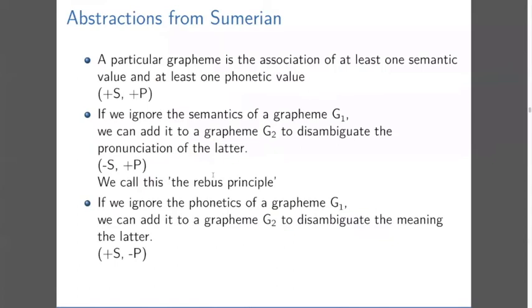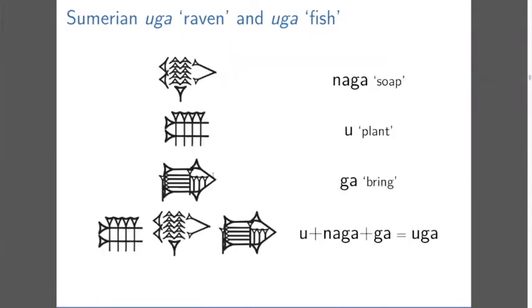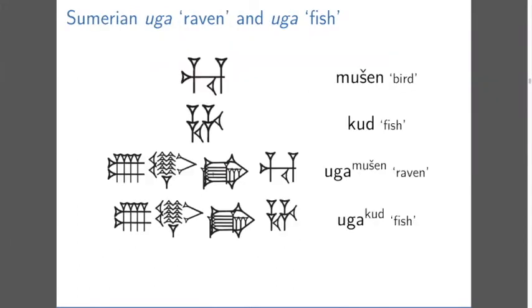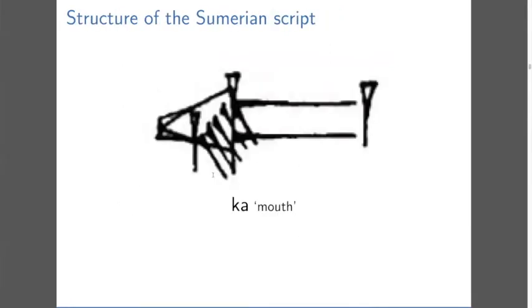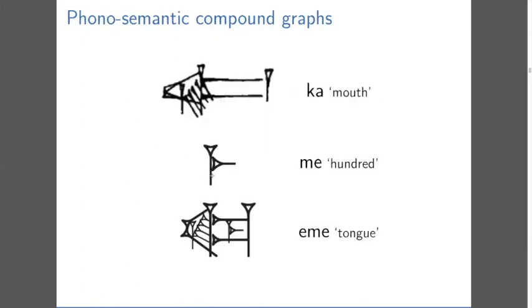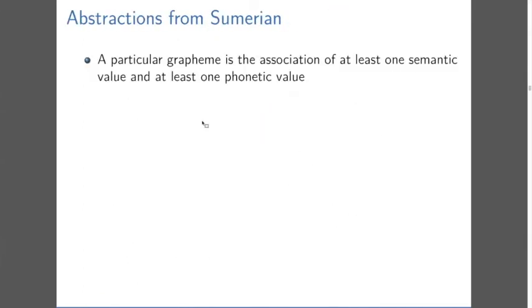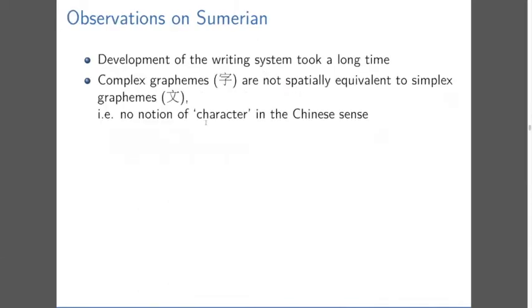And I'll even back up and just look at it. You know, this uga meaning fish is a different size than just one sign. Whereas in Chinese, when we make compound signs, we make everything small so that the size of a sign stays always the same size. Yeah. Another way of putting this same observation is that there's no notion of a character in the Chinese sense.